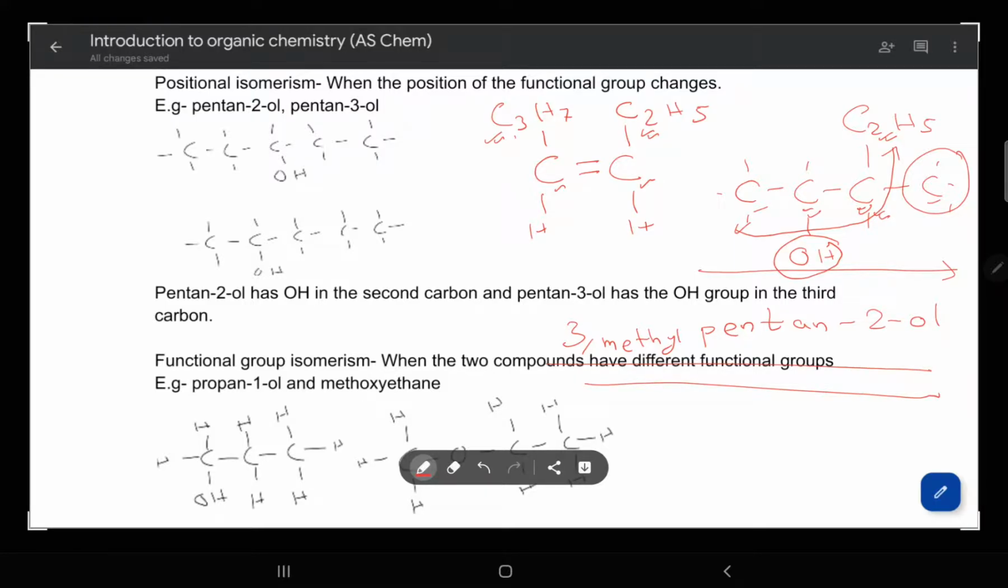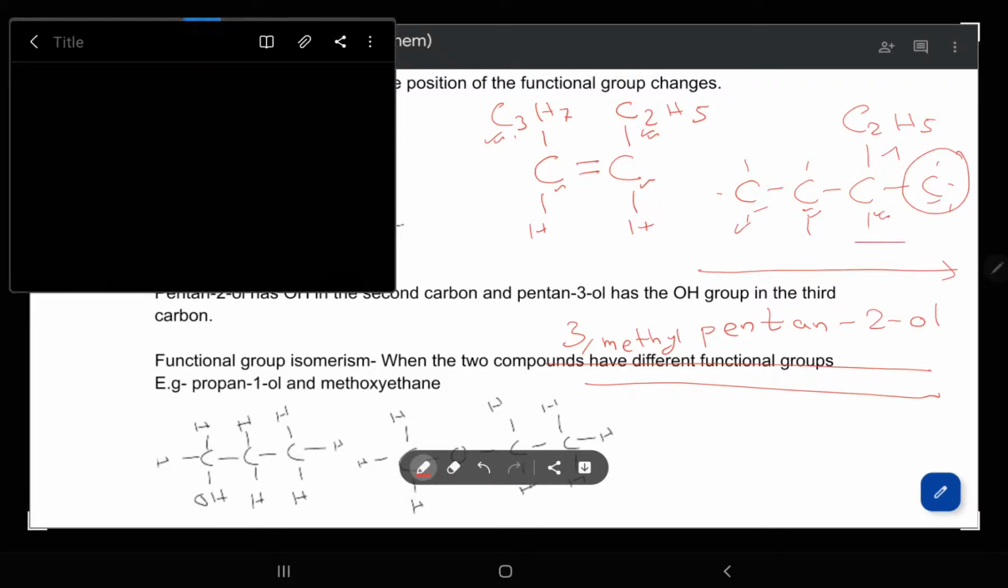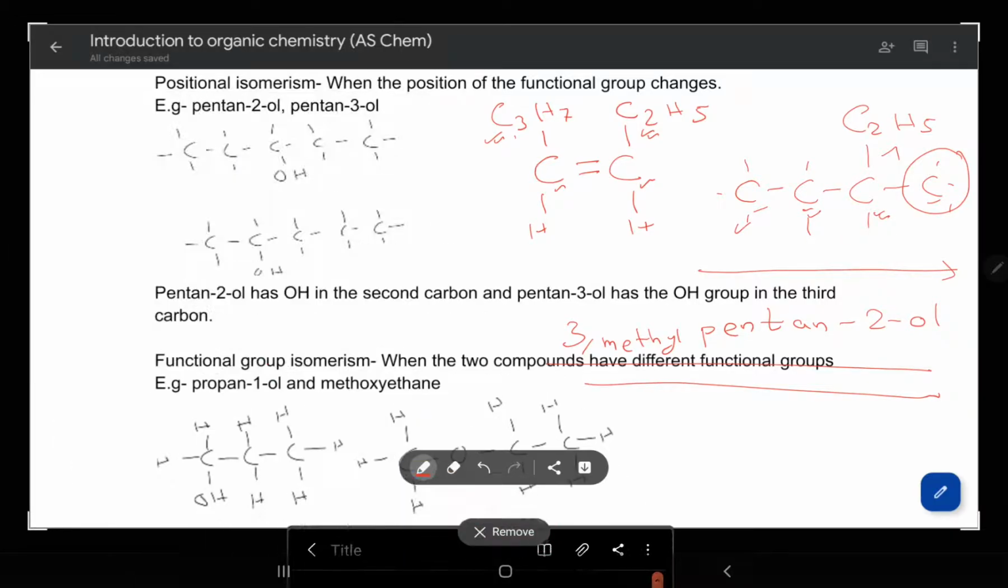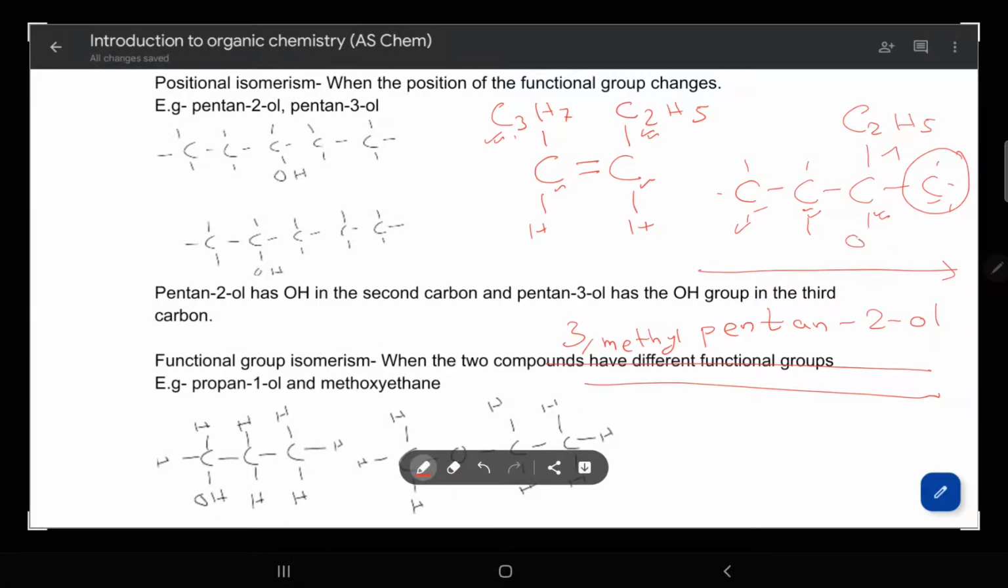So this is how we name positional isomers. If the hydroxide position changes around, we are going to have different names depending on where it is present. So imagine a scenario where the OH is present on this side. So we have OH over here. So this ends up being called pentan-3-ol, and the methyl group is in the third position as well. This is 3-methylpentan-3-ol.